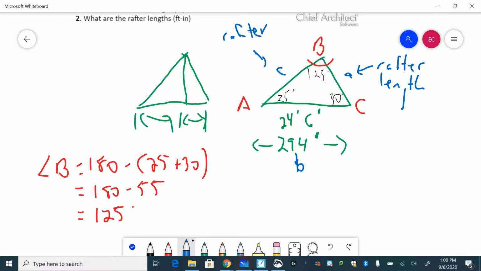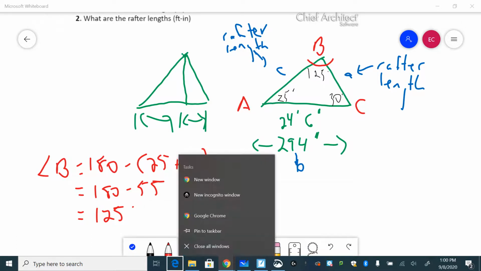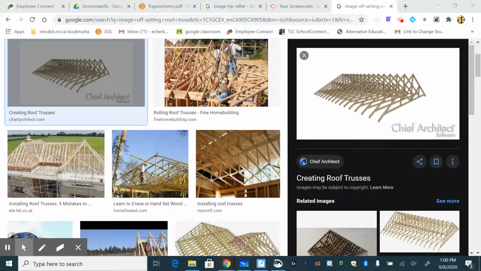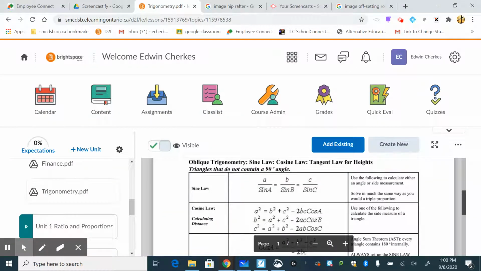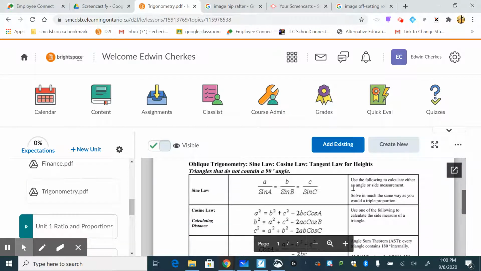Because you're not working with a right triangle, you are no longer doing SOHCAHTOA; you're using Sine Law. If you need to, go back to your trig formulas and scroll down a little further. Here was SOHCAHTOA, that's for right triangles. We're not doing right triangles, so you go further down and work with this: a over sine A equals b over sine B equals c over sine C. Never write all three down. You're only going to do two fractions at a time.